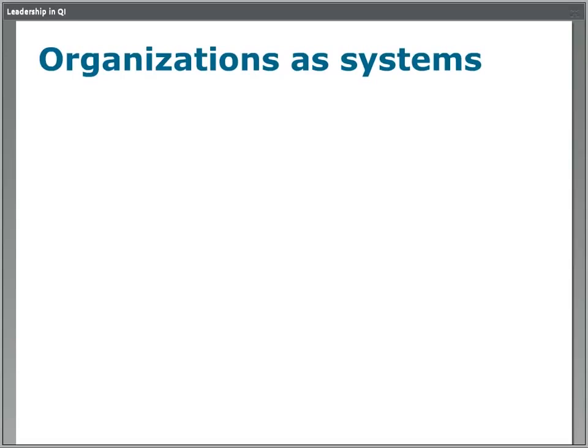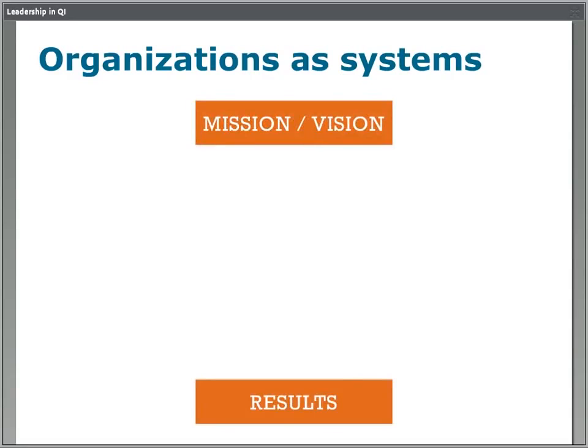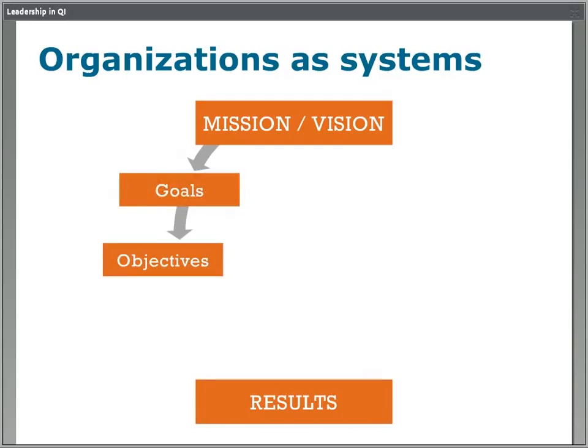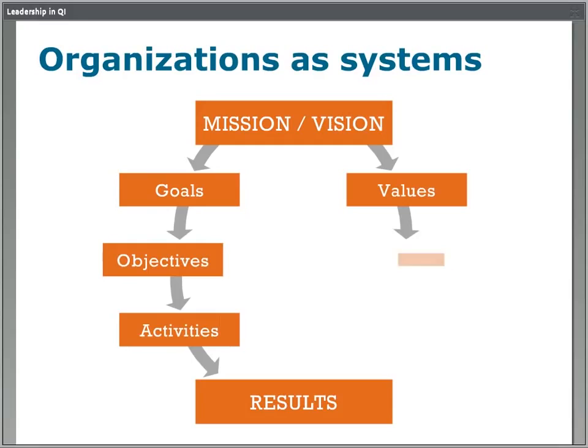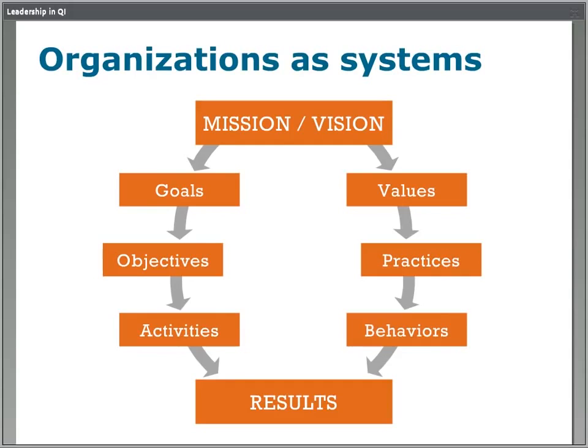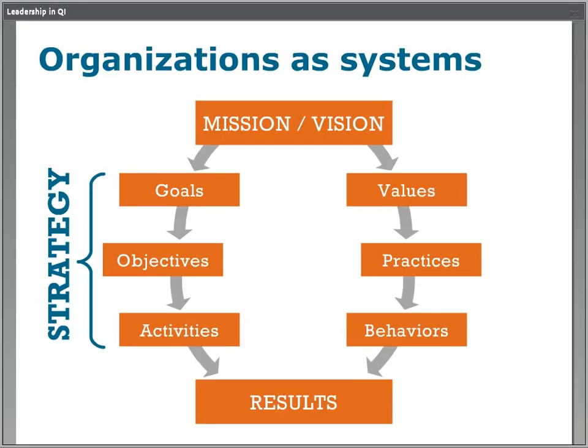So let's look at the organization as a whole and what's needed. We start with the broad statements of mission and vision, but we have to get to the specific results that we want. We have to follow both these paths. On the left-hand side, we have the strategic path: what needs to be done, the strategic goals the organization works towards, and the objectives that must be accomplished to carry out those strategies. And these activities must be performed to meet those goals and objectives.